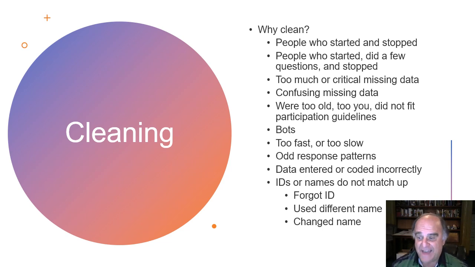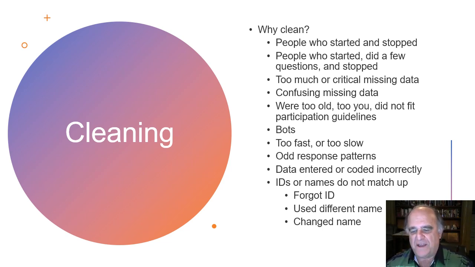What happens to me a lot is people who change their names, maybe between data collection 1 and data collection 2. Maybe they got married. Maybe they decided they liked a different name. Maybe they got a nickname. Whatever it is, they change their name, or they use a different name. So sometimes in your data, IDs or names don't match up. It could just be a typo. It could be because things changed for that person.